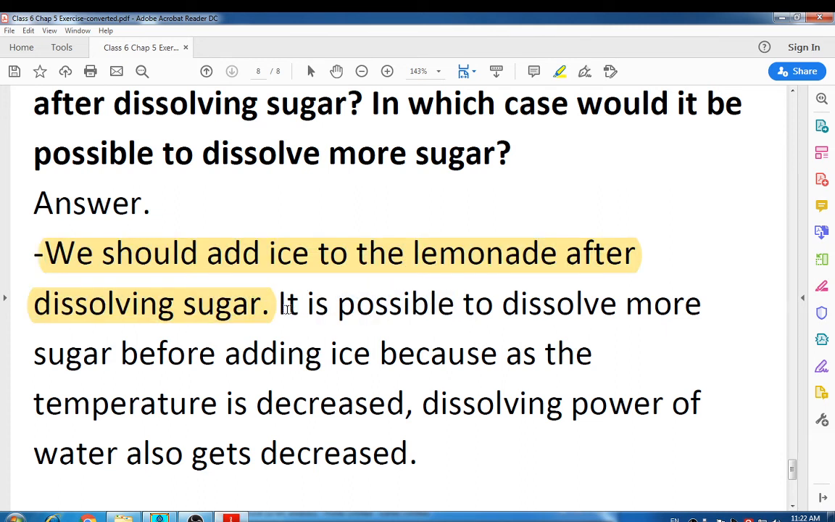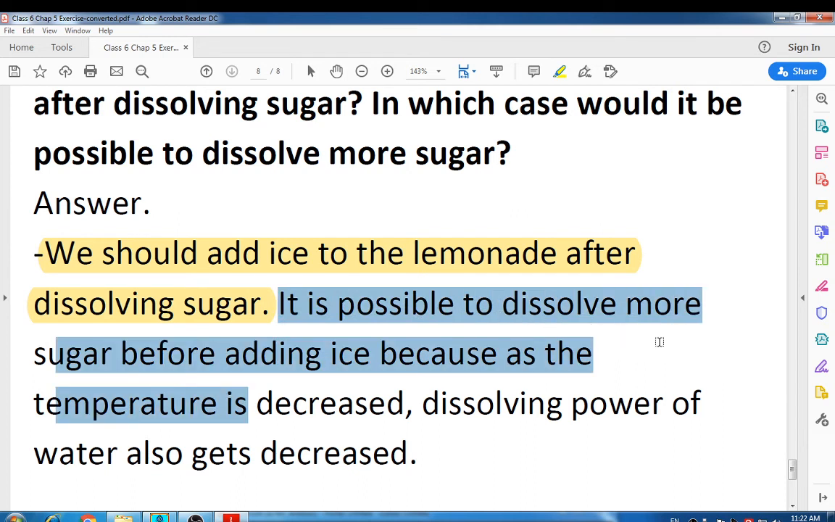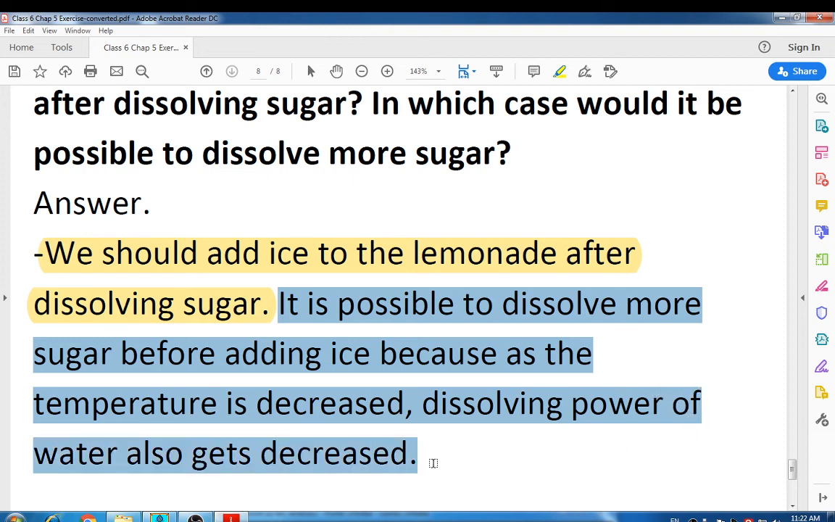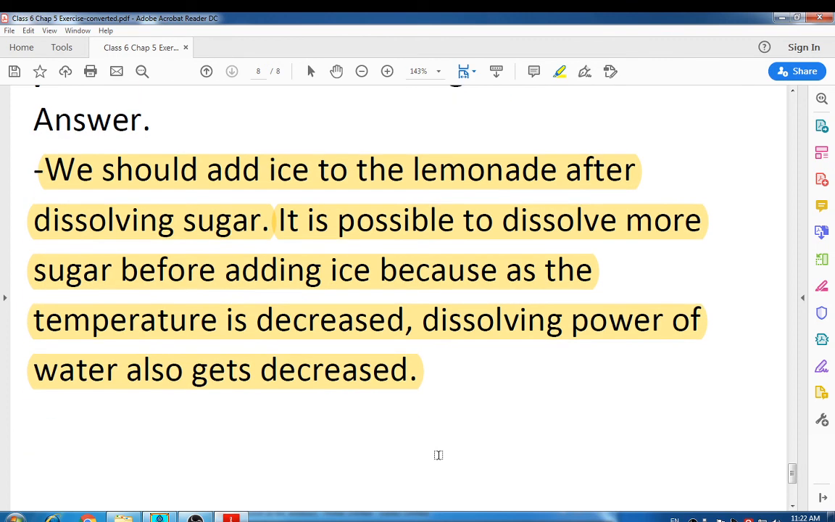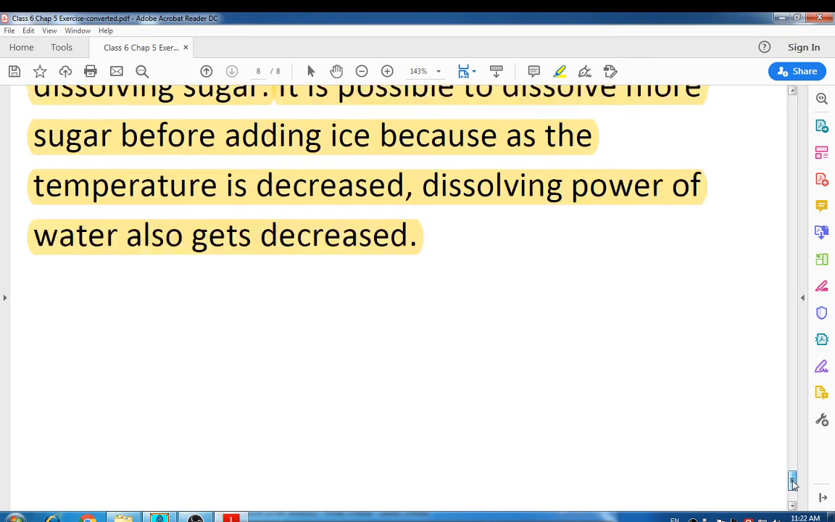Okay. It is possible to dissolve more sugar before adding ice because as the temperature is decreased, the dissolving power of water is also decreased. Means we have seen that the saturated solution is converted into unsaturated by heating. But here we are adding ice, means the cooling temperature is there. And in that the power decreases due to cool temperature. Understood? Question number 10. So here we have completed our exercise.